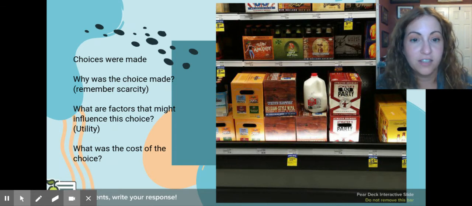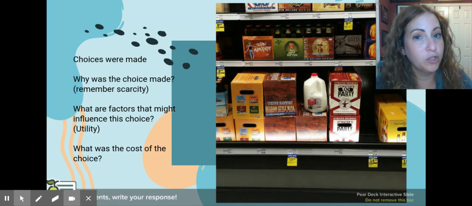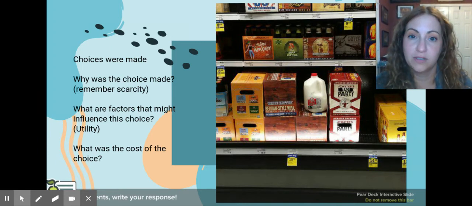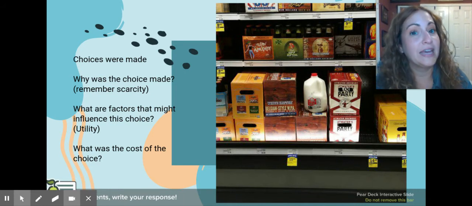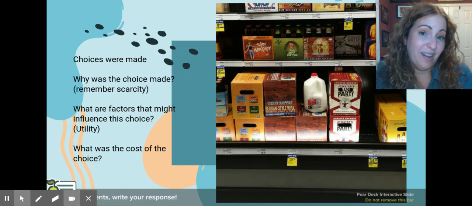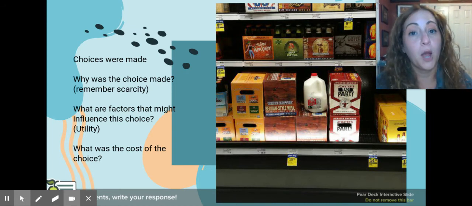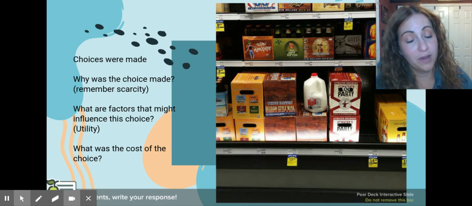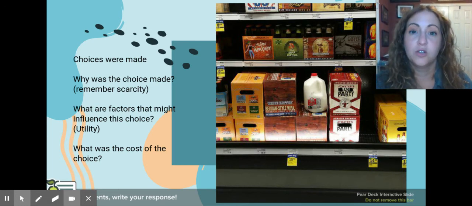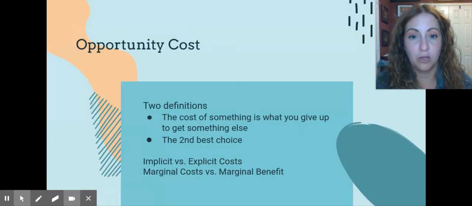The cost of your choice is what you can no longer do because you made the choice. They chose beer. They gave up the milk. They made that choice because maybe they didn't have enough money to buy both. What did the beer cost them? The opportunity to have milk, because they had to put the milk down to get the beer. So what did beer cost? It cost the milk. And that's the idea of opportunity cost.